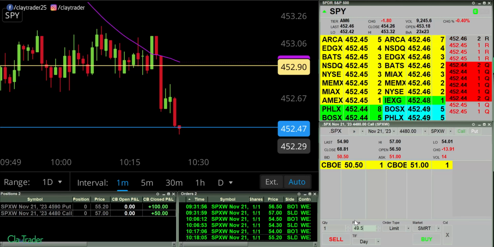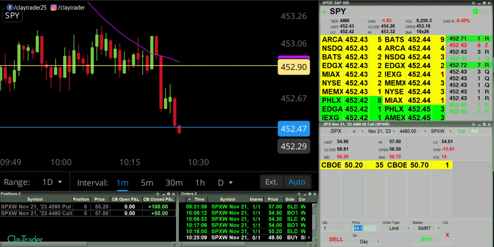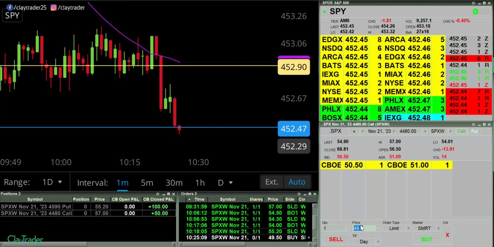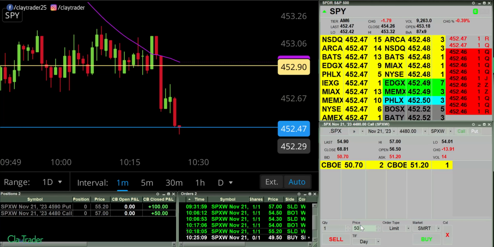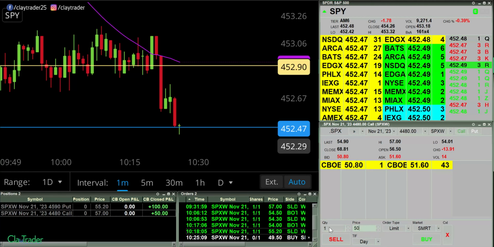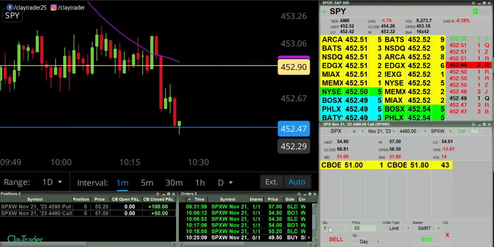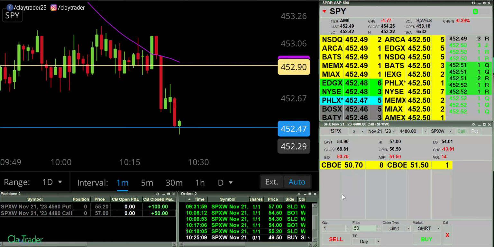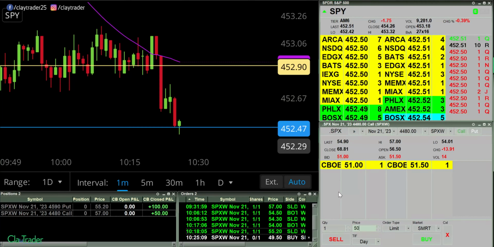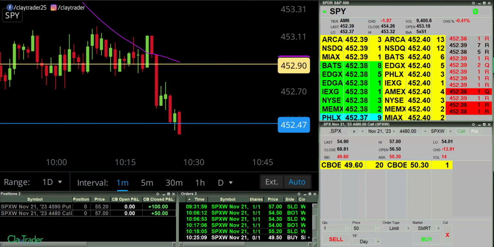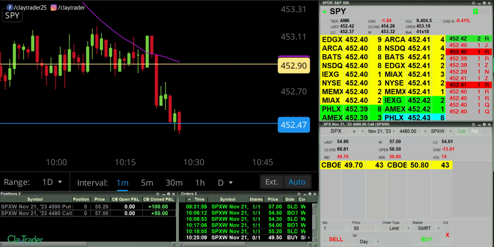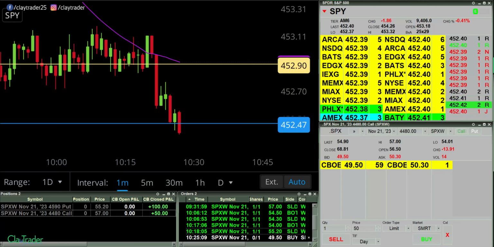Okay, let's go to 49.50 now at this point. I should have stayed at 50.50. It would have worked out just fine. All right, I'll pause. Have an order at 49.50 like I said. There is a breakdown. Needed to come down just a bit more.